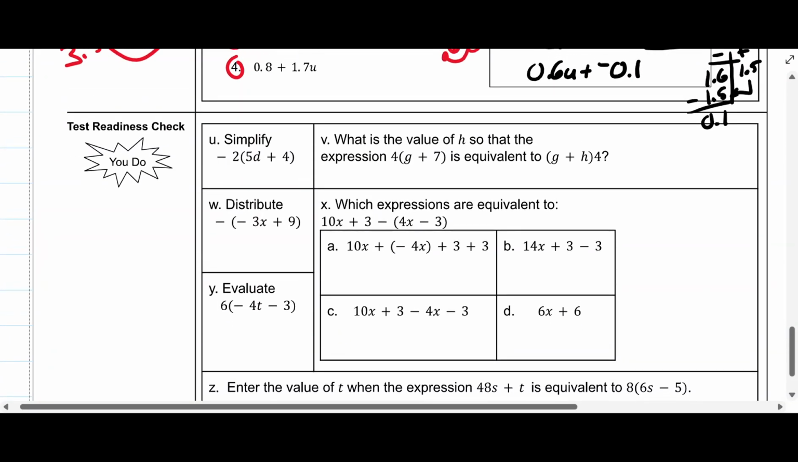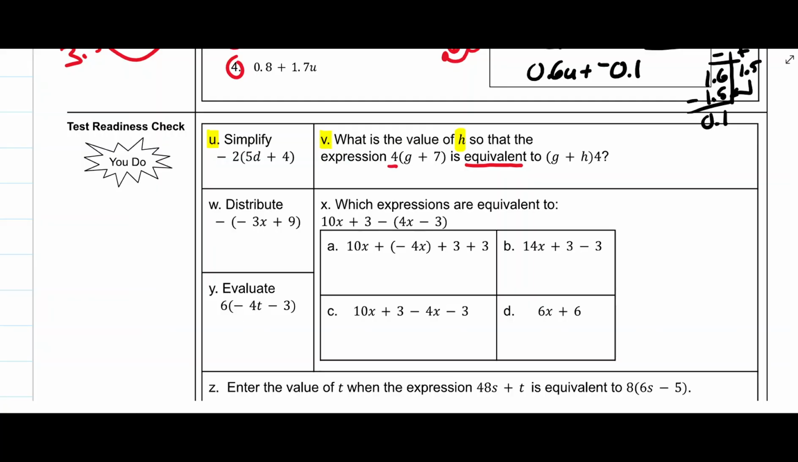The letter U, simplify. That's going to be the distributive property. Okay, so that covered this one. I think you can do that one fairly well. V, however, it says what is the value of H so that the expression 4 times the quantity of G plus 7 is equivalent, catch that word, equivalent to G plus H times 4. And I want you to notice the 4 is in the front and now the 4 is in the back. And then I want you to look very carefully at this to come up with what H could be.